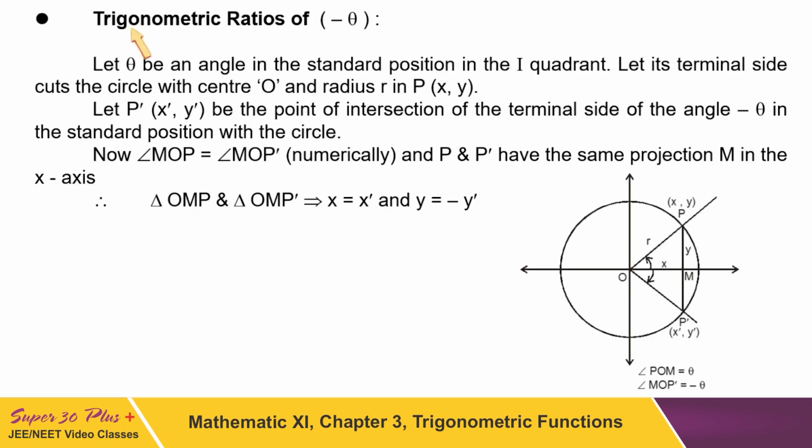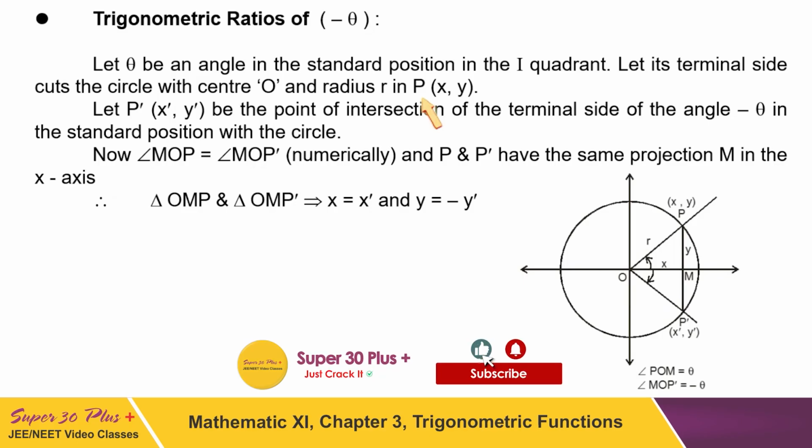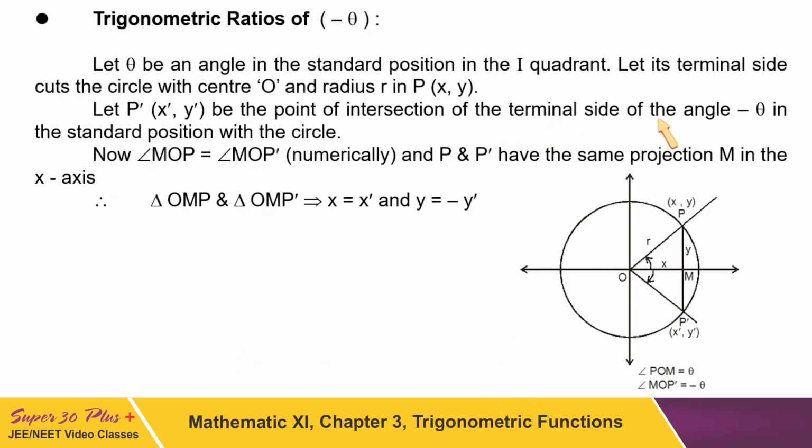Now we are going to study trigonometric ratios of minus theta angle. Let theta be an angle in the standard position in the first quadrant. Let its terminal side cut the circle with center O and radius R in P. This side cuts the circle at P. Let P dash, X dash, Y dash be the point of intersection of the terminal side of angle minus theta in the standard position with the circle.